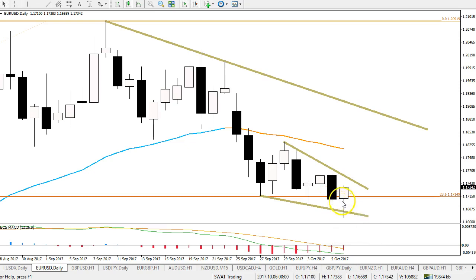But basically euro dollar ended up with a bullish candle, and it didn't break below the 23.6 fib as yet. We have some wicks below it here and here, but in my view not breaking below that 117. So that's a critical thing. It could still be respecting the 23.6 fib.